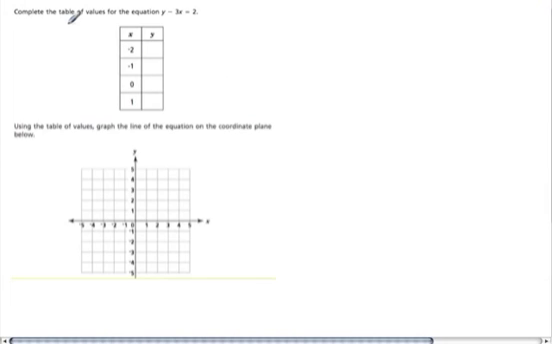What we have here is a problem where they ask us to complete a table using this equation: y minus 3x is 2. So when we have to complete the table using an equation, we have to plug in values of x to get values of y. And here's our equation right here, y minus 3x is 2. So to plug in these values of x and see what my y would be, I'm going to start with 0. That's a nice easy one.